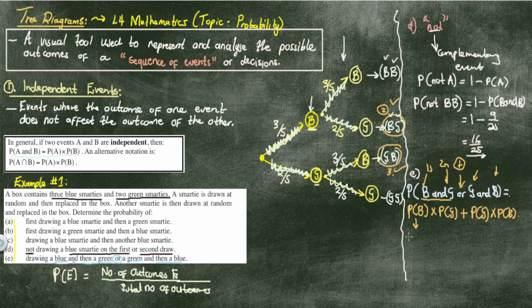So it's going to be equal to 3 over 5, multiplied by the probability of G, which is 2 over 5, plus the probability of G, 2 over 5, multiplied by the probability of B afterwards, so 3 over 5. Let's multiply. Someone give us an answer.